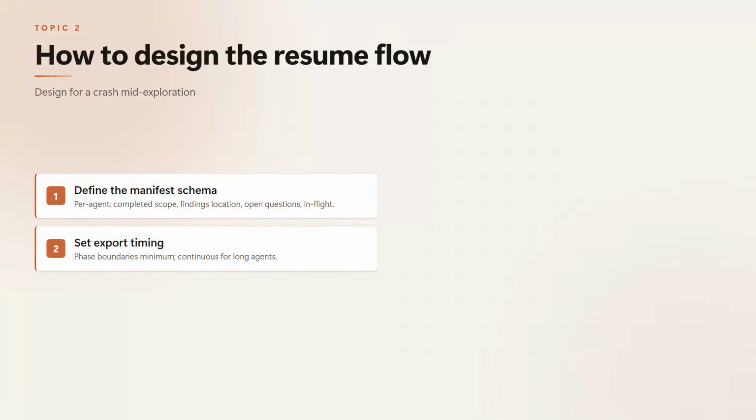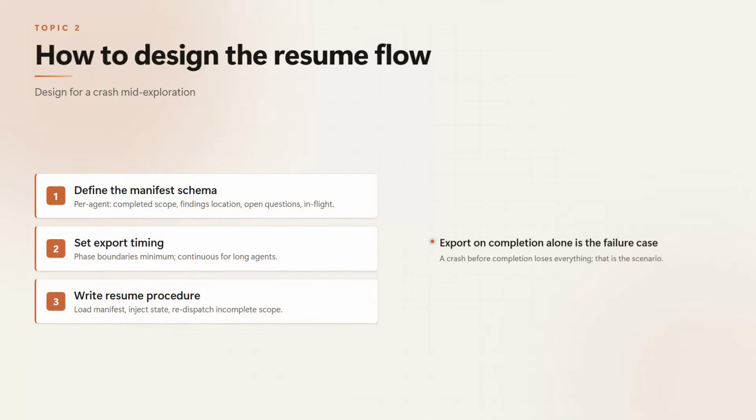Take the case of a 6-hour exploration that crashes at hour 5. You define a manifest with 4 fields per agent: completed scope, findings location, open questions, and in-flight work. You set agents to export at phase boundaries, say, after each major subsystem is mapped, and continuously for any agent that runs longer than a threshold. The alternative, exporting only on completion, loses everything on crash, which is exactly the scenario we are guarding against.